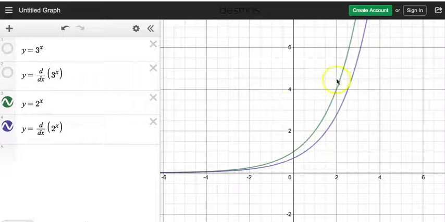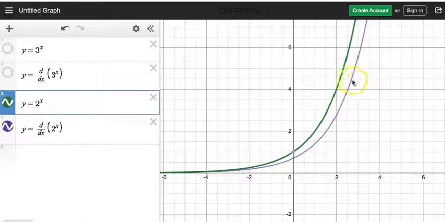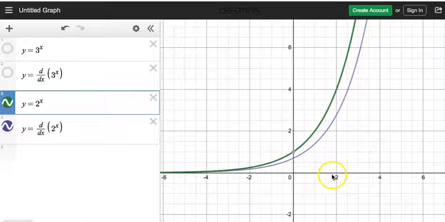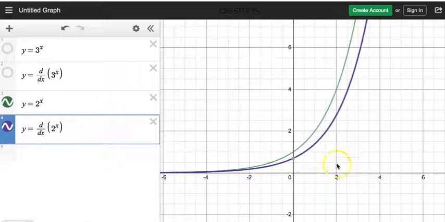Okay, so this is what we started with. 2 to the power of x is green. The derivative of 2 to the power of x is purple, so it's a little bit lower. Do you think its y values are a bit lower? Like if I look at the green curve, when x is 2, what's y? And if I look at the purple curve, when x is 2, y is a bit under 3. So it's below it, okay?